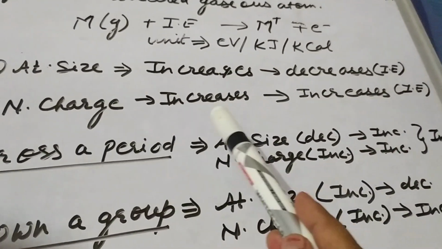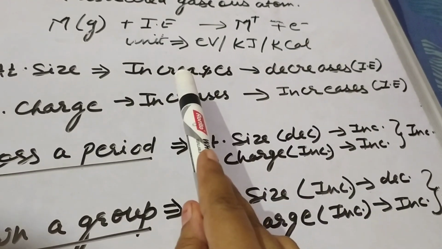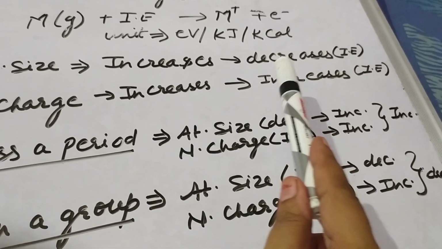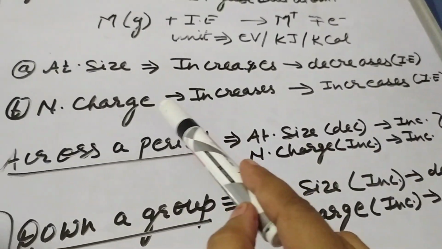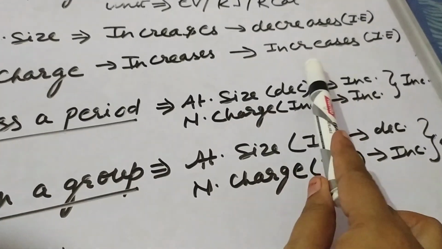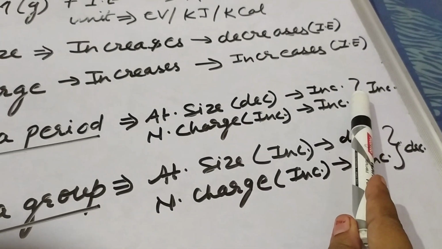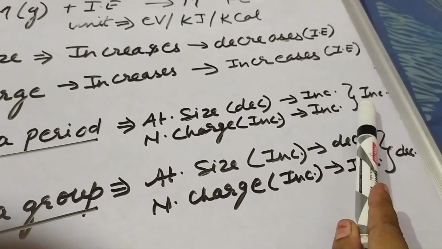Now across a period, atomic size decreases, so if atomic size decreases, the IP should increase, so I have written increase. Nuclear charge increases across a period, so the answer should be increase. So the resultant will be increase. So across a period, IP always increases.